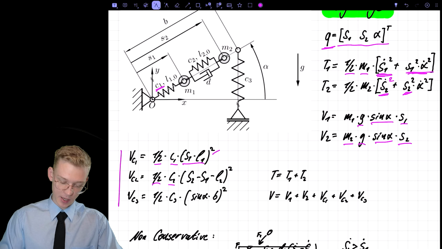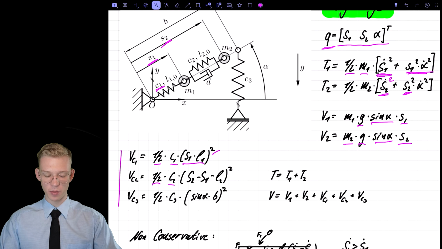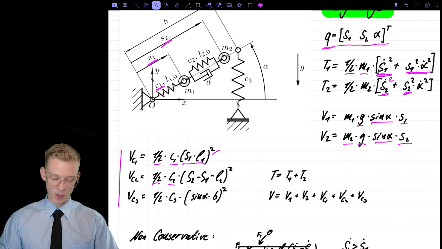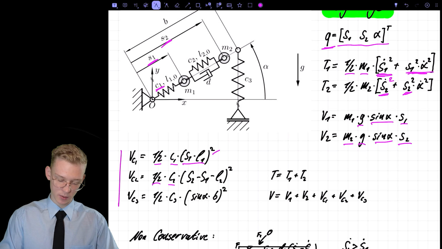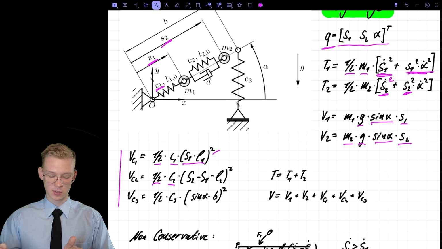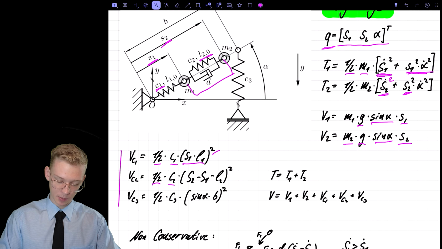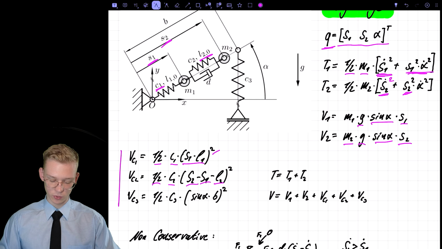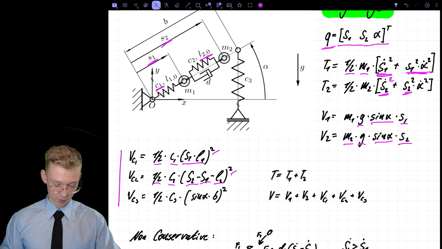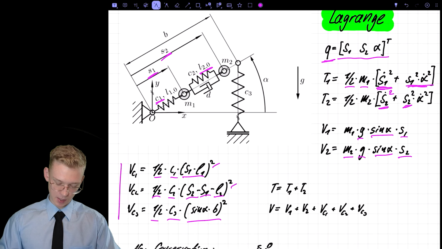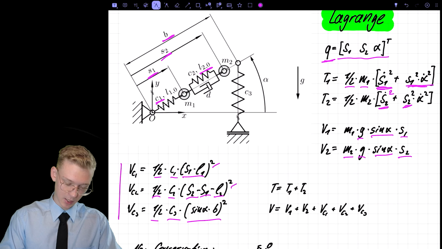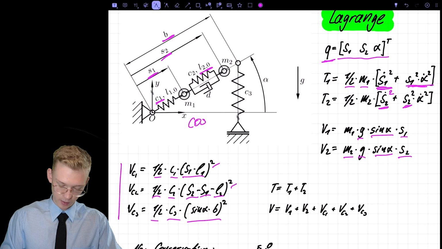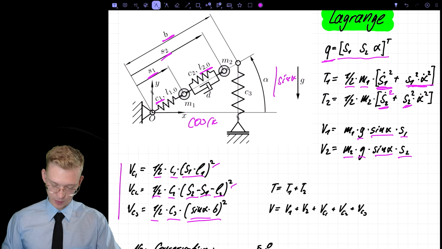And here we have to consider that if S2 and S1 are both moving in the same direction with the same magnitude, we will not stretch the spring because this will move as a fixed object relative to each other, and we will not apply any tension or compression to the spring. That's why we need S2 minus S1 minus L2, and don't forget the squared. For spring 3, we have 1/2 times C3, and here we have to think about the sine, because we have this length B, so this is our cosine alpha, and this length is our sine alpha. So we have sine alpha times B squared.